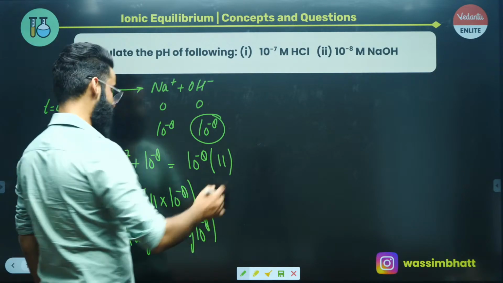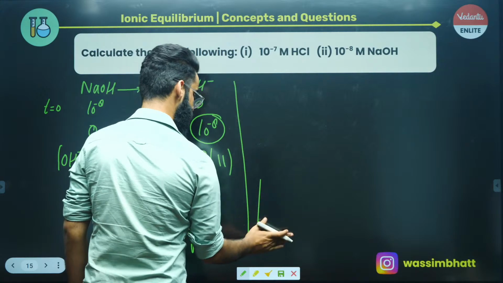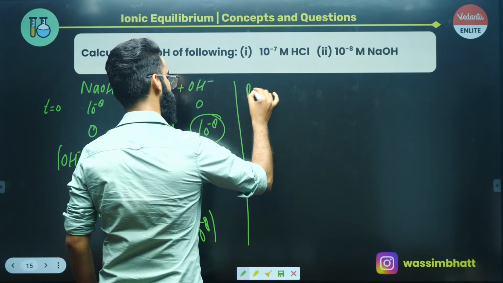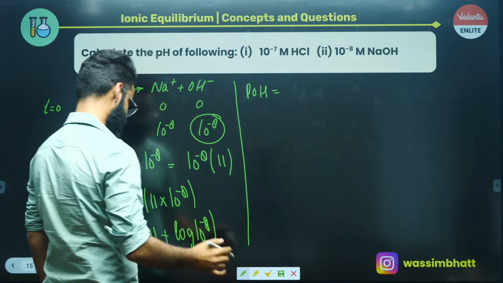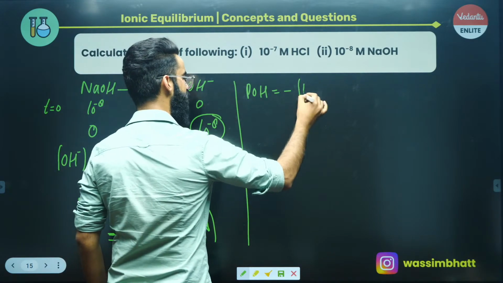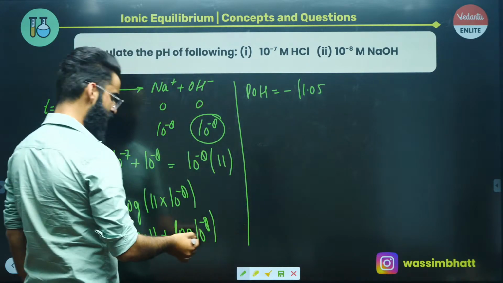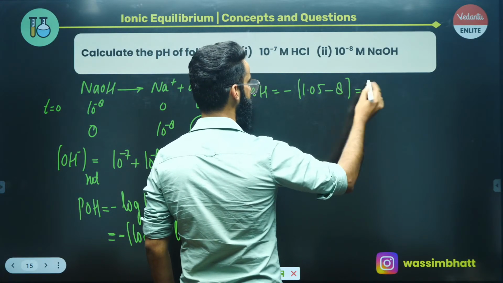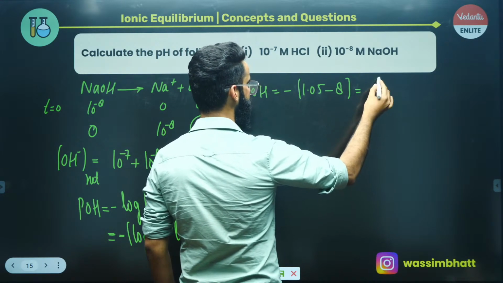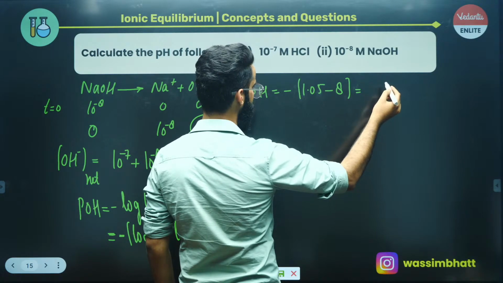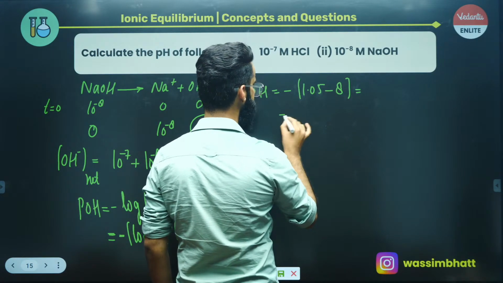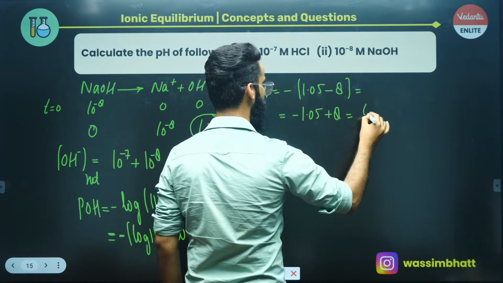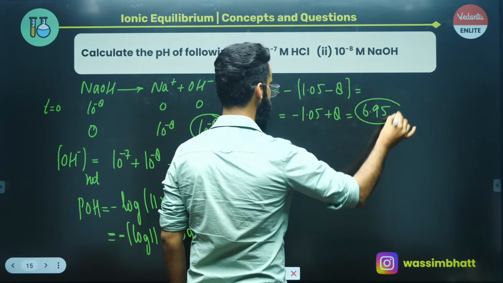Now have a look exactly at what I'm going to do. I'm going to write pOH, which is equal to minus times log of 11, which is 1.05, plus log of 10 raised to the power minus 8, which is minus 8. So this becomes minus 1.05 plus 8. How much will it be? It will be 6.95, right? This is the pOH which you calculated.